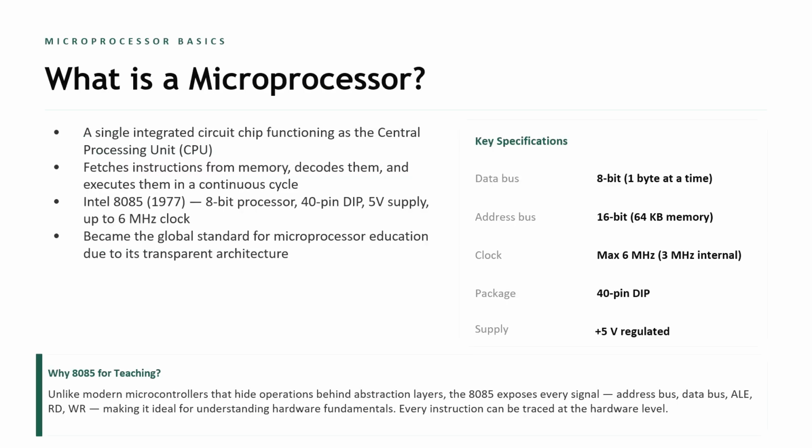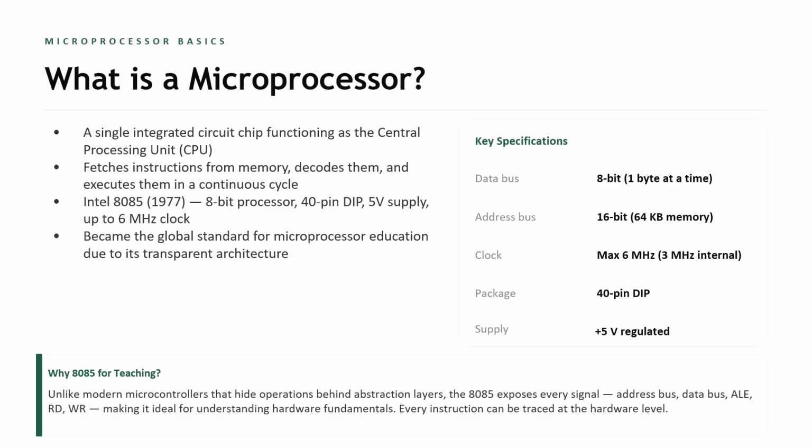Before we get into the experiment, let me quickly establish the hardware we are working with. A microprocessor is a single integrated circuit chip that functions as the entire central processing unit of a computer. It fetches instructions from memory, decodes them, and executes them continuously in a cycle. The Intel 8085 was introduced in 1977.